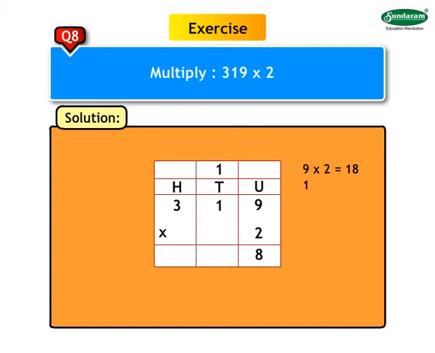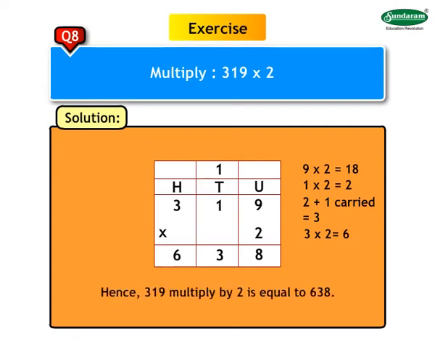Now, 2 ones are 2, plus 1 is equal to 3. Write 3 in the tens place. Further, 2 threes are 6. Write 6 in the hundreds place. Thus, the product is 638. Hence, 319 multiplied by 2 is equal to 638.